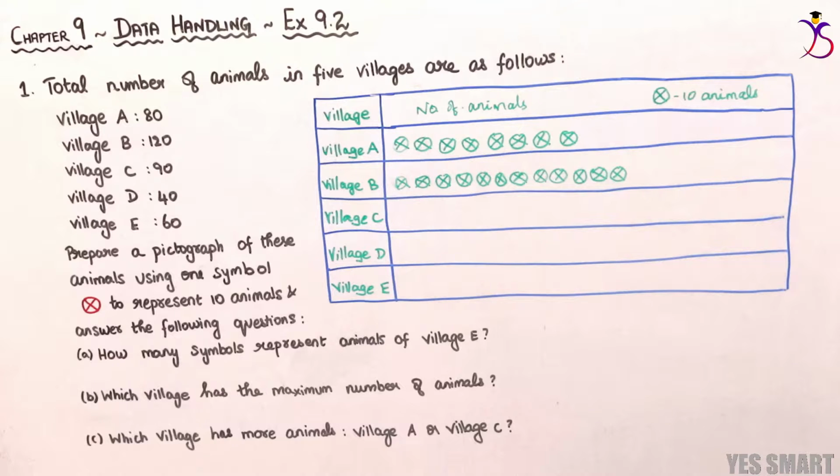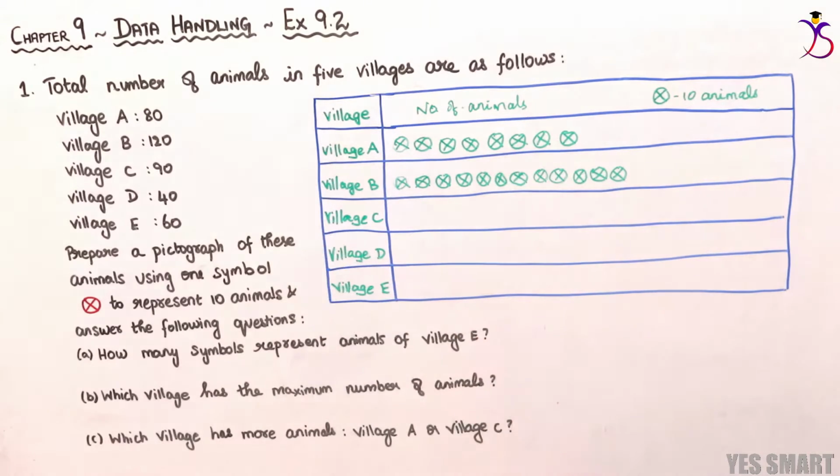In order to find how many symbols we have to draw, we can simply divide. 120 divided by 10, as each symbol represents 10 animals, is equal to 12. Therefore, we are supposed to draw 12 symbols in village B. Similar for all the other cases as well.